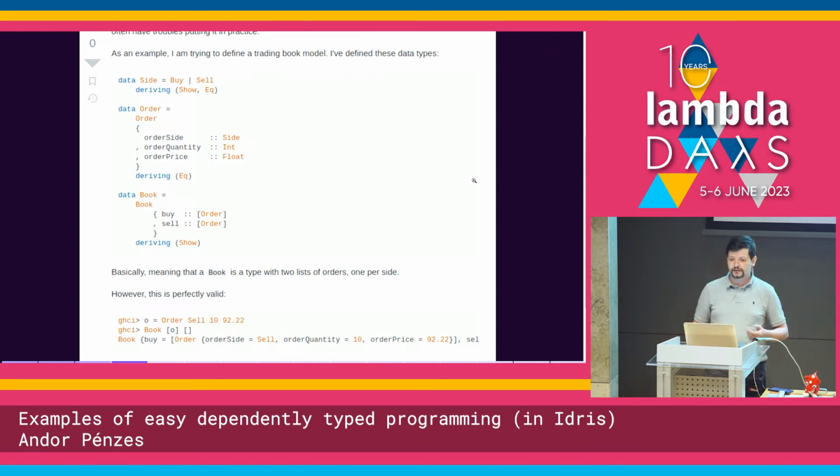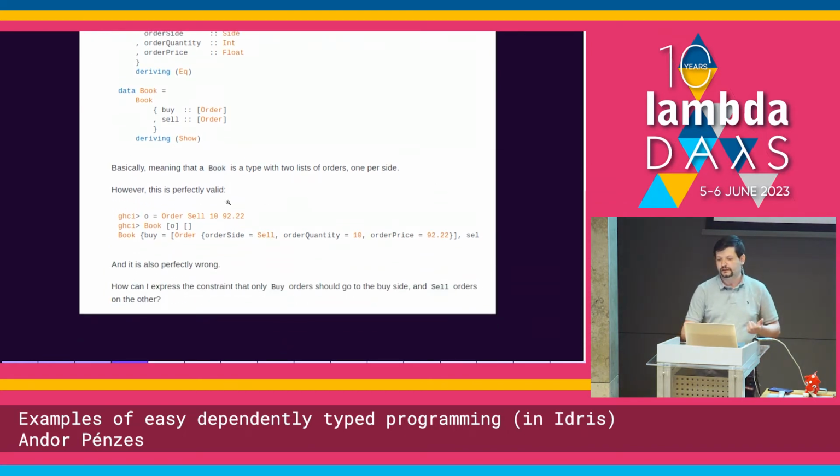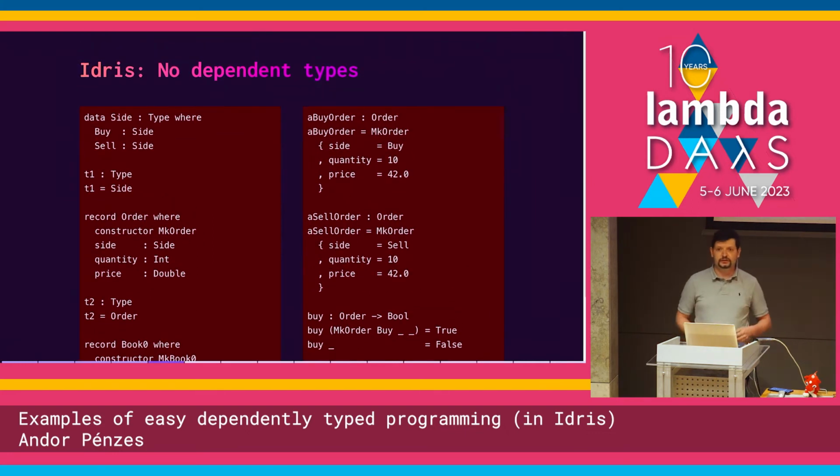Originally we want to create this ordering system, and here we say that, however, this is perfectly valid in Haskell. So I address this problem in Idris. Let me go to the next slide. Yes, it's there. Just a summary of the previous example.